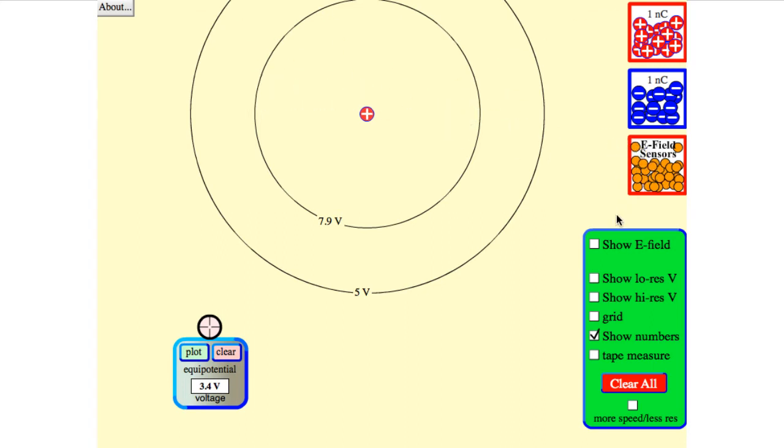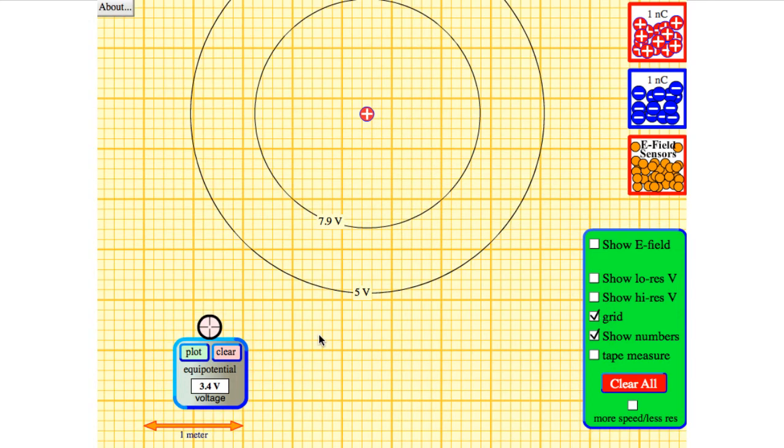Another feature of this simulation is the grid. If I show the grid, you see that every dark separator there is a distance of half a meter, and the smaller separators indicate a distance of 10 centimeters each. Down here in the lower left, you see this is 1 meter in the legend. So using this grid, I can determine the distance between any 2 points on the grid, and therefore I can use my equations for determining the value of the electric field and the value of the voltage at any point due to this positive charge.